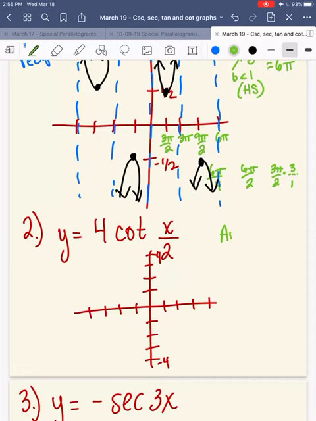So the next one is cotangent. So our amplitude is none, but our quote-unquote amplitude is 4, which is a vertical stretch because A is greater than 1. Our period, okay, so this is where we have to be careful because I almost did this incorrectly. So we got to really think. It's pi over b instead of 2 pi over b because this is cotangent, all right? So then it's pi over 1/2.